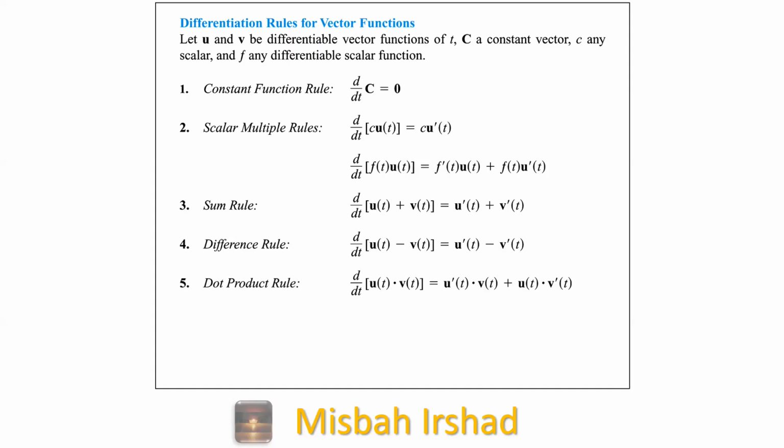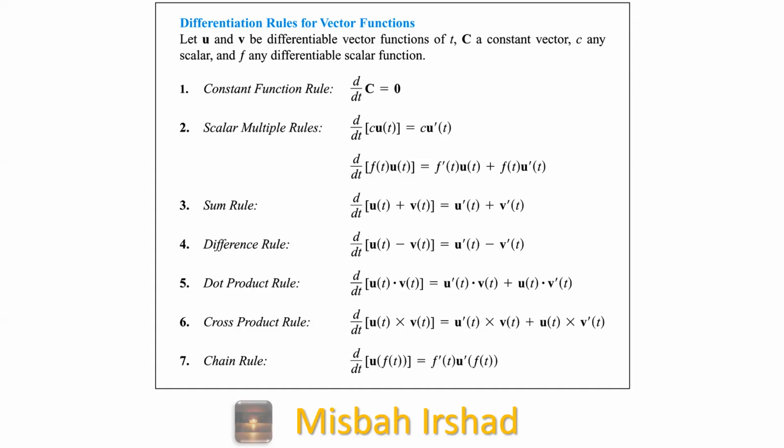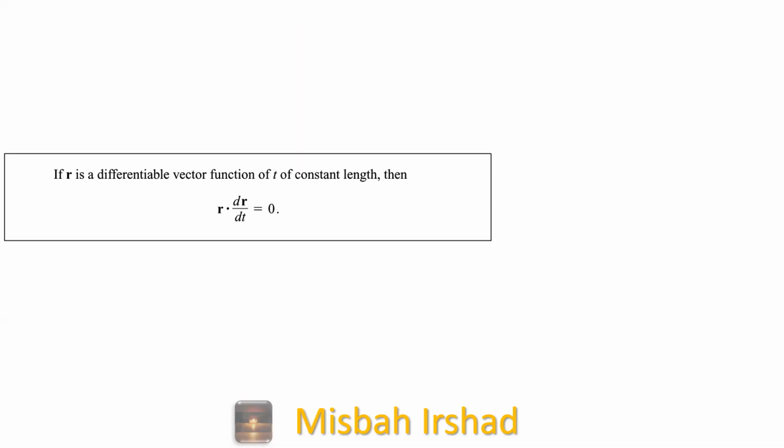Dot product rule is the product rule, but with a dot in between the vectors. So the cross product rule is also the same as the product rule, but there is a cross between the vectors. Chain rule: if our vector valued function depends upon some function of t, then its derivative with respect to t would be its derivative with respect to f(t) times the derivative of f with respect to t. That is the chain rule.